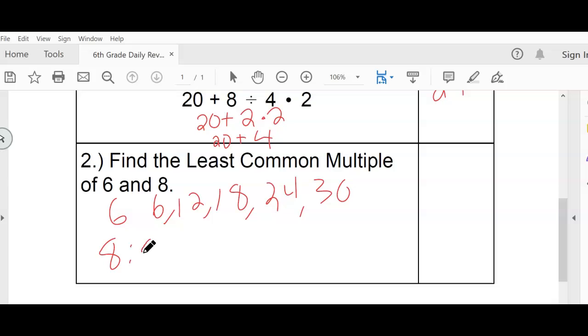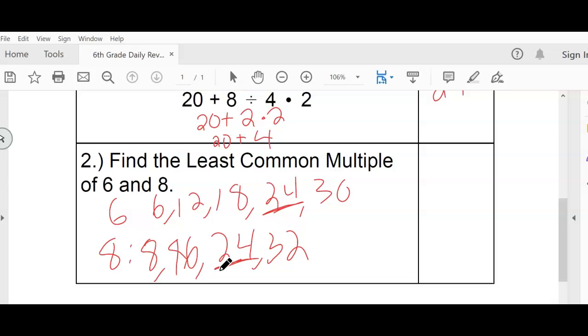Multiples of 8. 8 times 1 is 8. 8 times 2 is 16. 24. 32. Then we have to find the least common of these. So the smallest number that they have in common of their multiples is 24. Okay, so that's listing the multiples. What's the other way?